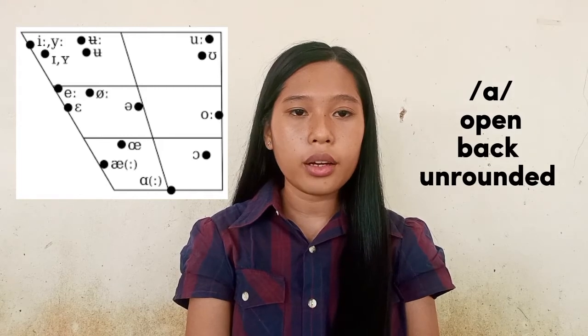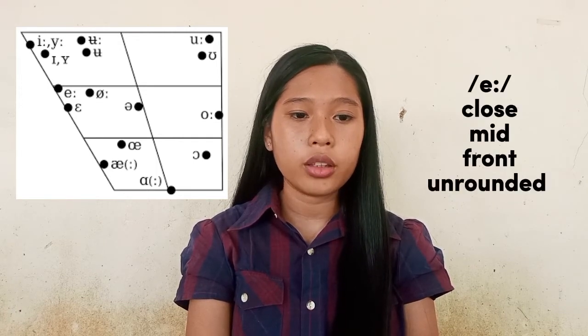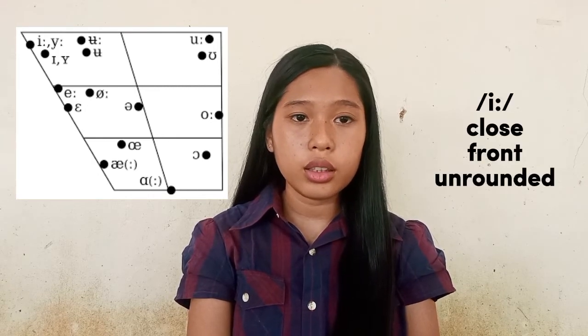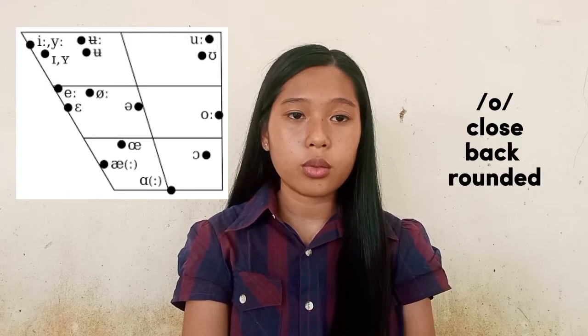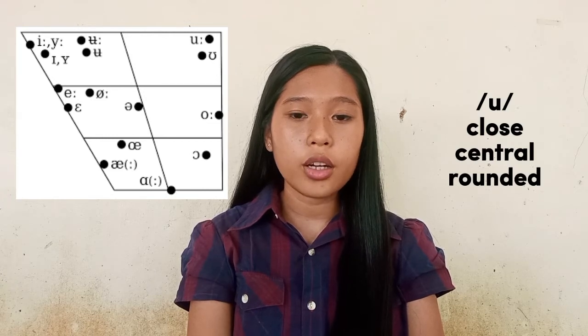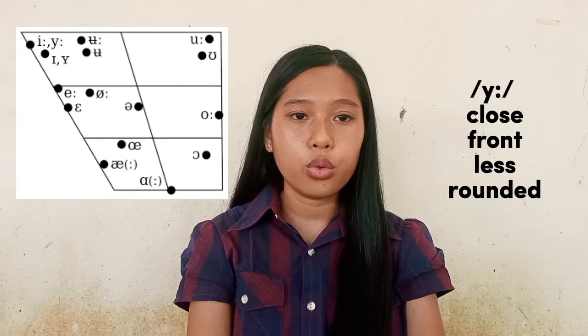A, open back and rounded. E, open mid front and rounded. E, close mid front and rounded. E, close front and rounded. O, close back rounded. U, close front extra rounded. U, close central rounded. U, close front rounded. U, close front less rounded.